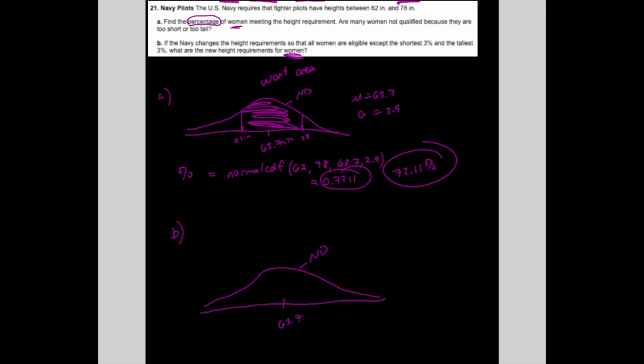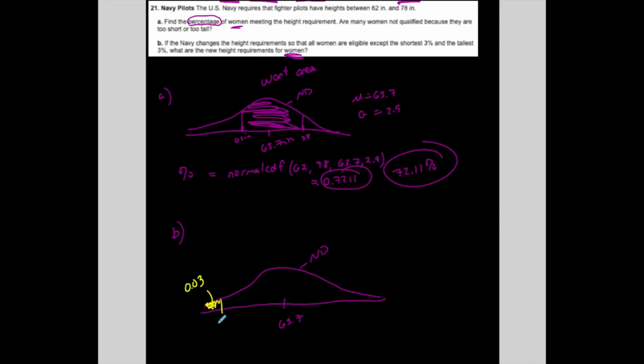Where would the shortest be? Shortest, that's over here. The shortest people, smaller people have smaller inches, right? They don't have as many inches in height. So that's over here. 3% is a small percentage, so it's a small area. So the shortest 3% are over here, 0.03. This is an area in the left tail representing the shortest 3%.